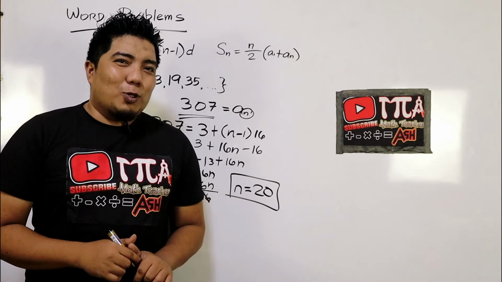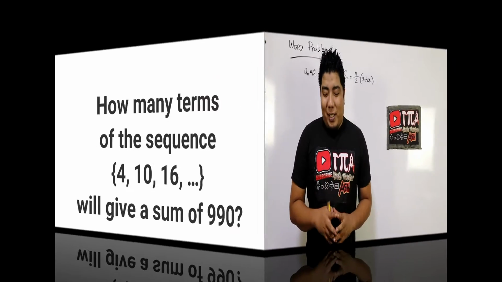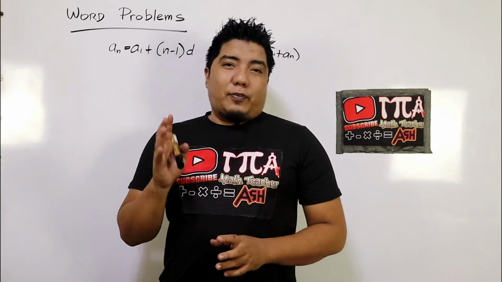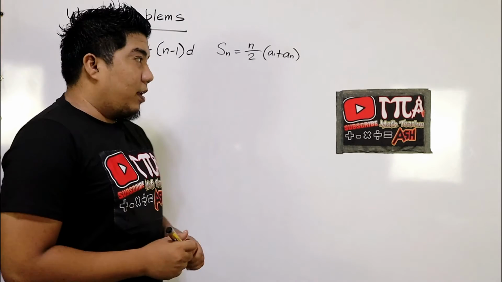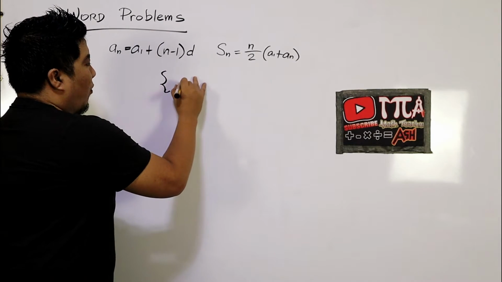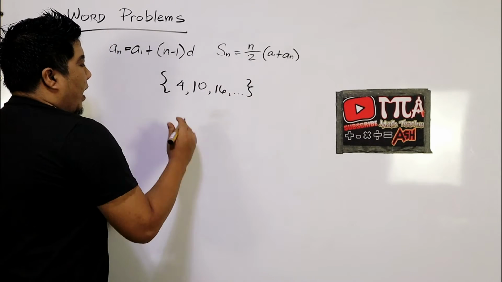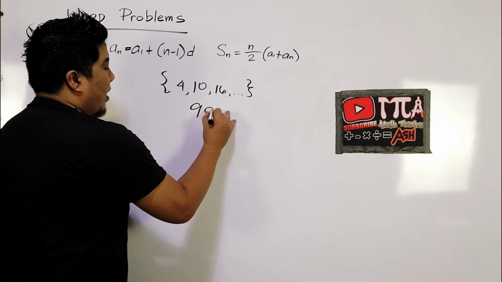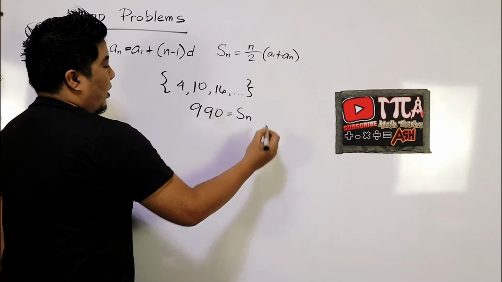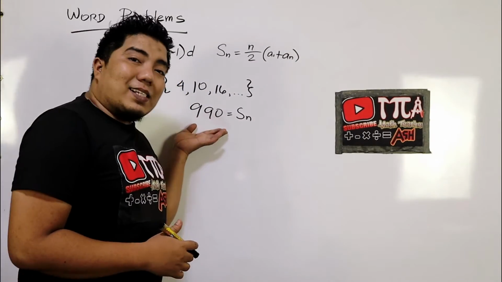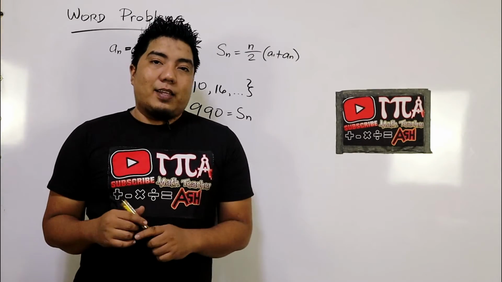Easy, right? Now, let us go to our second problem. Problem number 2 states: how many terms of the sequence 4, 10, 16, and so on and so forth will give a sum of 990? Okay, math learners, first we need to jot down our given sequence, that is 4, 10, 16, and so on, an ellipsis. And another given is 990 as the sum. So now the problem is how many terms will it need in order to have an arithmetic sum of 990.